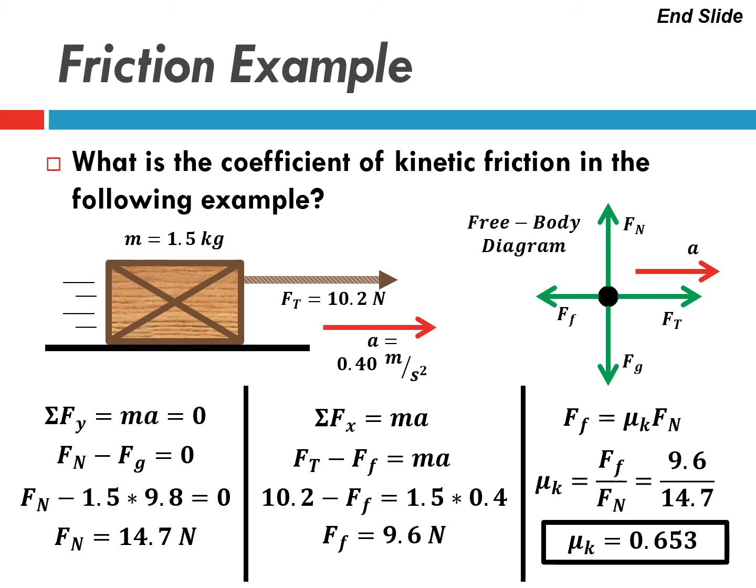Coefficients don't have units. If you look at the forces here, we got force of friction over normal force. That's newtons divided by newtons. That gives us no units. And then it's not going to have a negative because it's never going to have a direction.